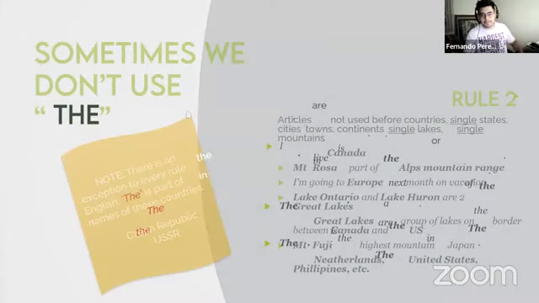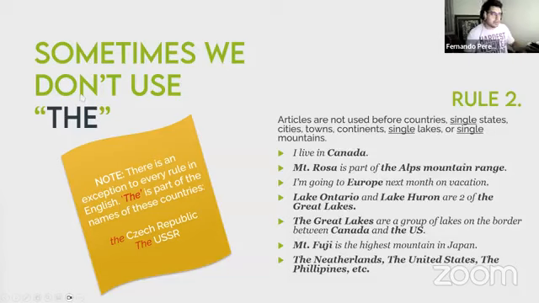Attention here. Rule number 2, and then we're going to cover 6 different rules. According to rule number 2, articles are never used before countries, single states, single cities, towns, continents, single lakes, or single mountains.